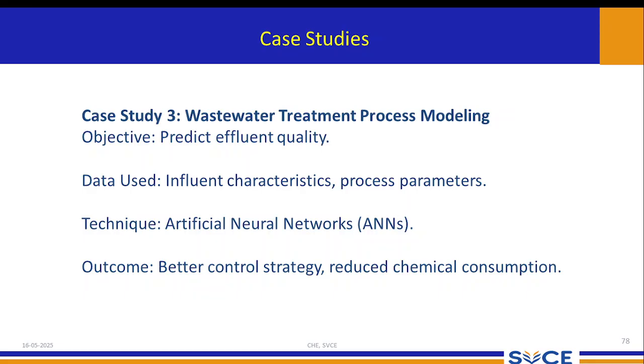Better control strategy. So it will optimize the point. Actually, what is the process condition that needs to be maintained so that the effluent characteristics come within the standard? So that is the idea. Better control strategy, reduced chemical consumption.